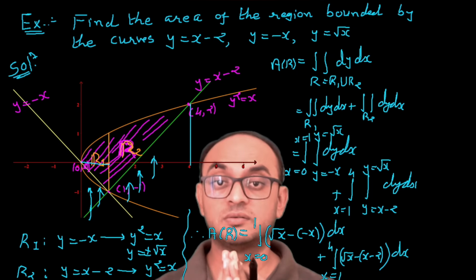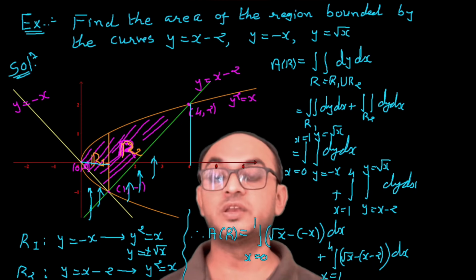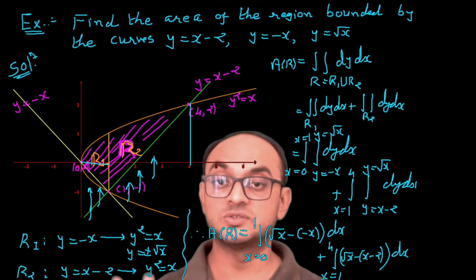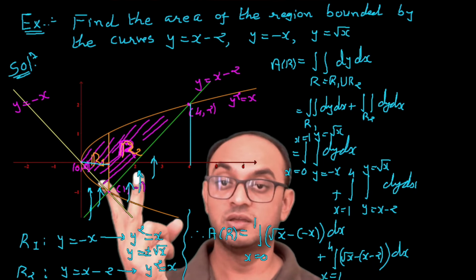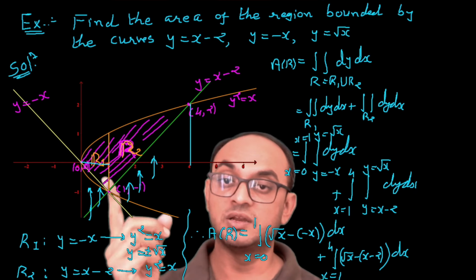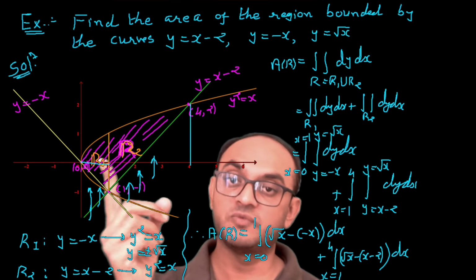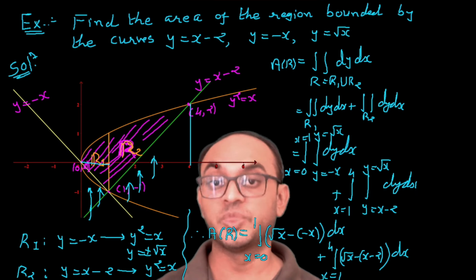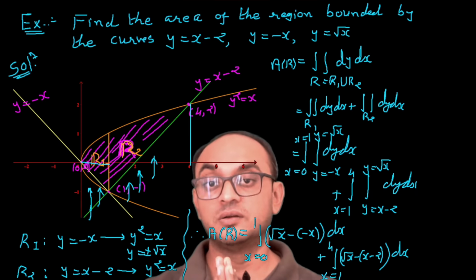I repeat again, we have chosen double integration dy dx, so we have written the limit of y, and we observe that there is one corner point. So first I divide my region into two parts. I write for r1, I write for r2.